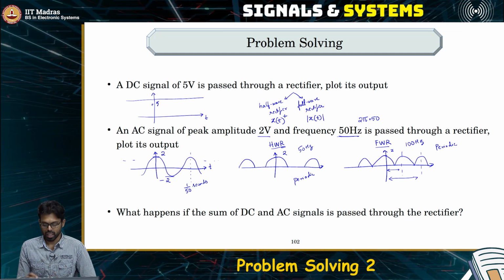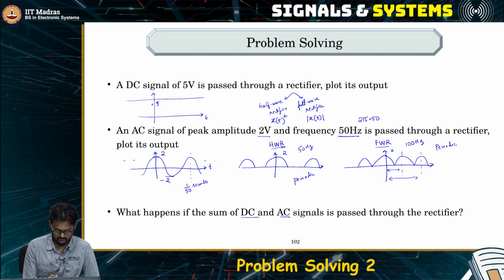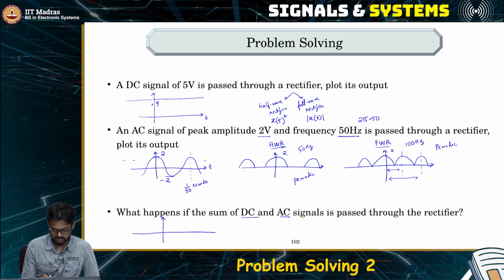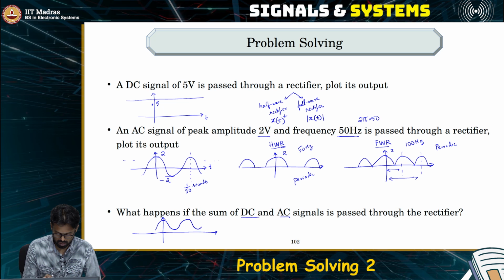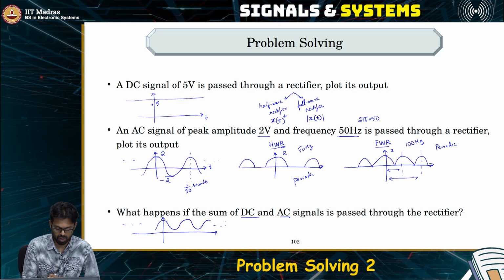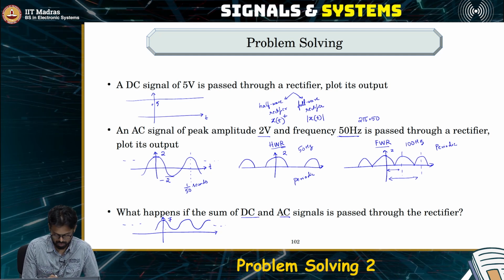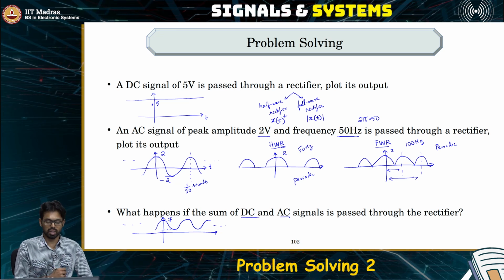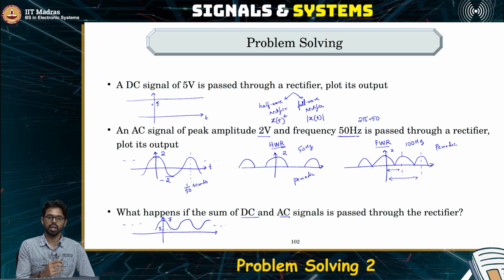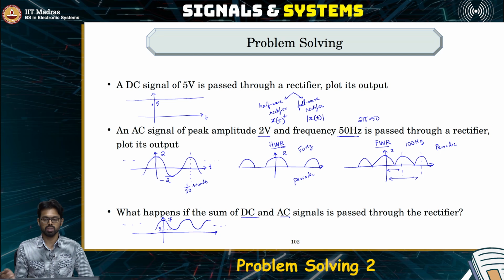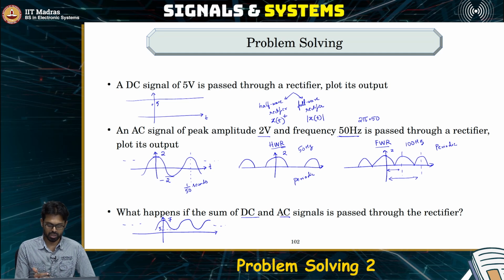Now what if you add this DC and AC together and then pass it through the rectifier? What do you think will happen? If we add this DC signal, we will get something which looks like this. What is the peak value? The peak value turns out to be 7 volts, and the least value that it takes will now be 3 volts. So this is an entirely positive valued signal, which means when you pass it through the rectifiers, you will get the same signal. The full wave rectifier or the half wave rectifier will produce the same output.